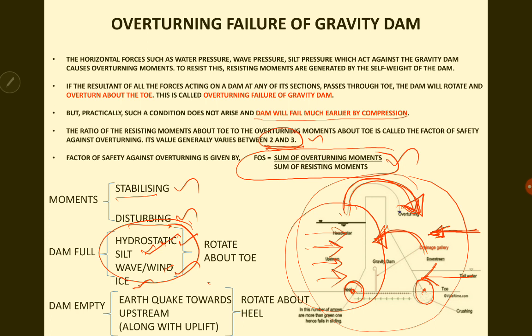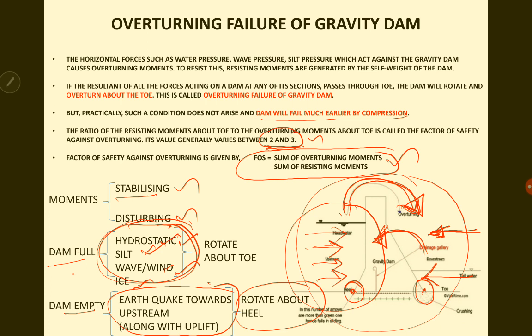Okay. Here we also discussed the case where the dam is full and the dam is empty. In the dam full condition, you have all these forces acting in the downstream direction. In the dam empty condition, the worst case is when there is an earthquake occurring, and the horizontal acceleration will be towards the upstream side. The dam will rotate about the heel.